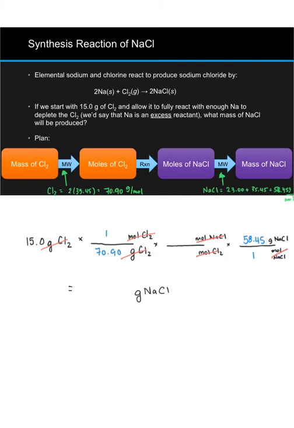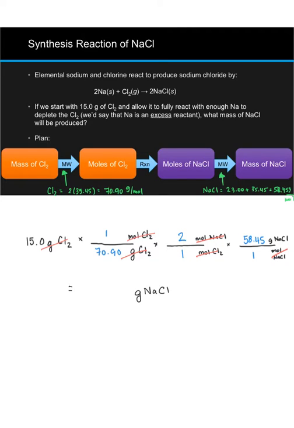For the conversion factor in the middle, though, we can just use coefficients from our balanced chemical equation to fill in directly. The coefficient in front of NaCl up above is 2, and the coefficient in front of chlorine is 1. Thus, we have all of these conversion factors assigned values, and we can move through our calculation directly. 15.0 divided by 70.9, multiplied by 2, multiplied by 58.45. We'll keep 3 significant digits at the end because our starting value has 3 sig figs, and these are exact numbers.